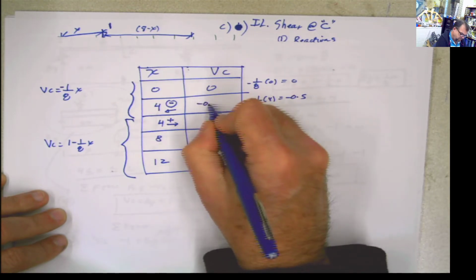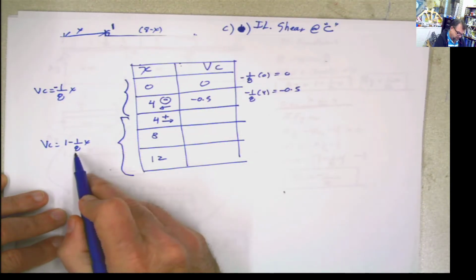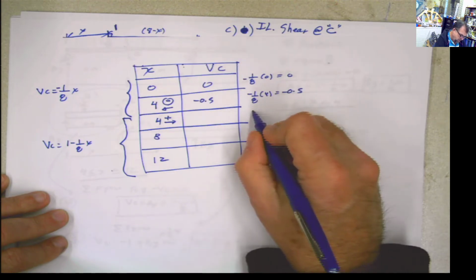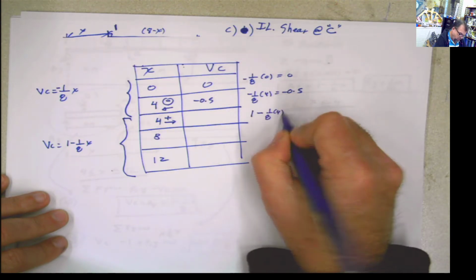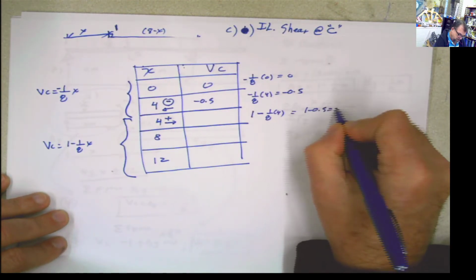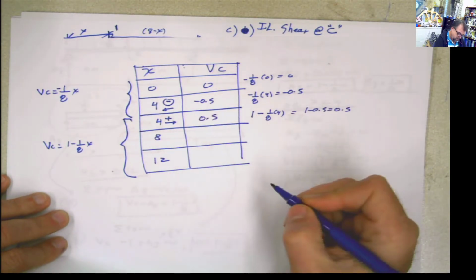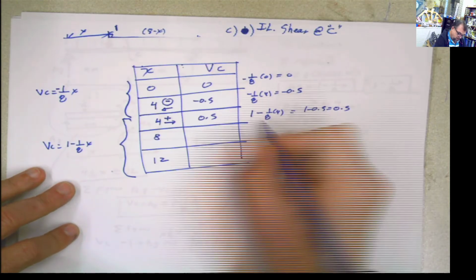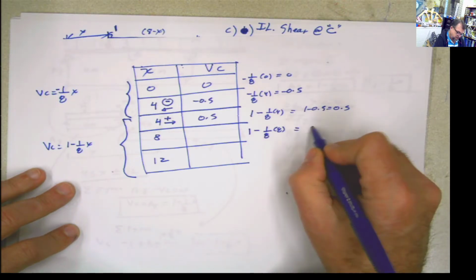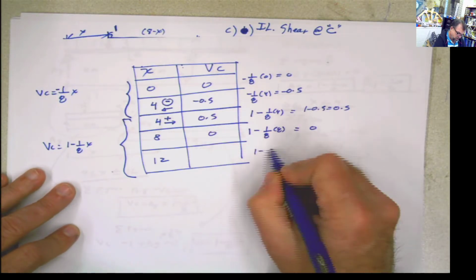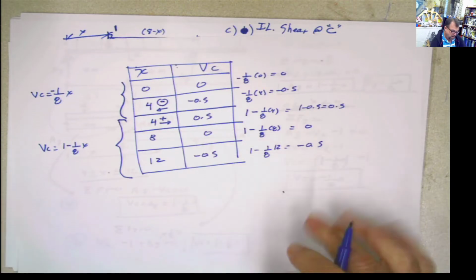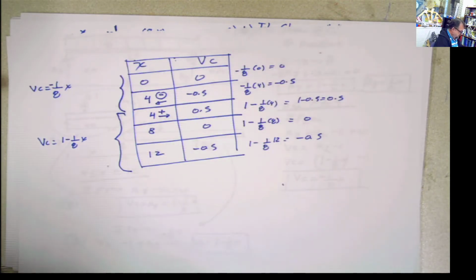Right there, negative 0.5. Now I switch to this side. When I switch to this side, the equation is going to be 1 minus 1/8 of 4, same value here. So this is going to be 1 minus 0.5 equals 0.5. And then when you're here, you keep using the same equation because you are on that side. 1/8 of 8, so 1 minus 1 is 0. And this one is 1 minus 1/8 of 12, which is negative 0.5. And we have our values for the shear.